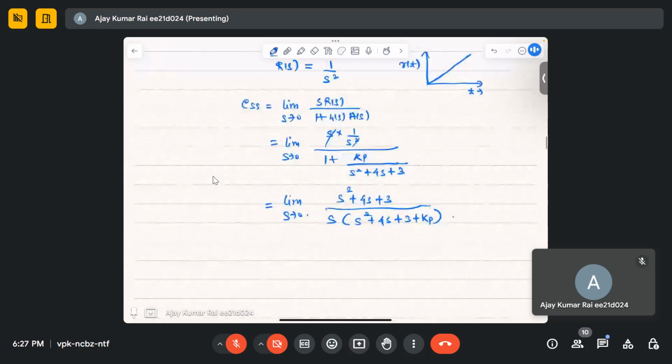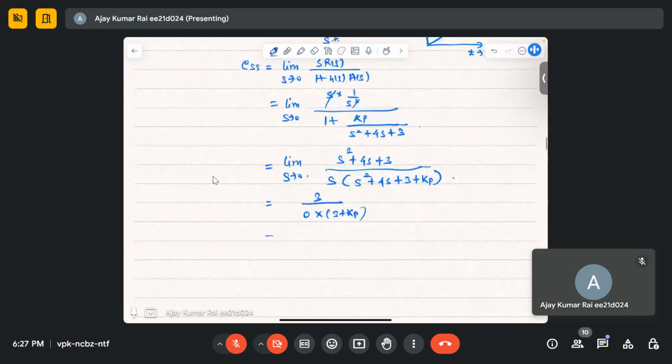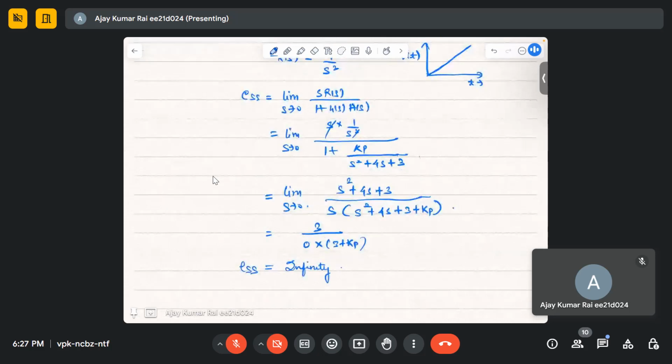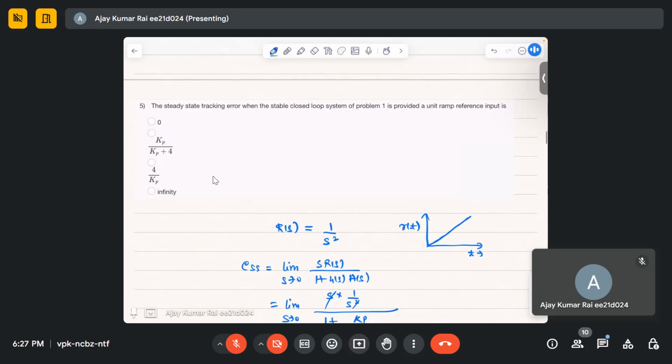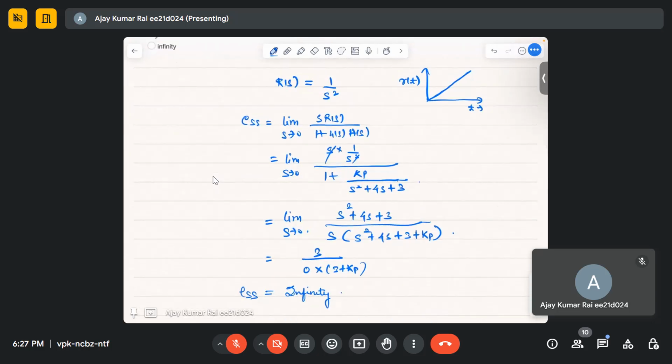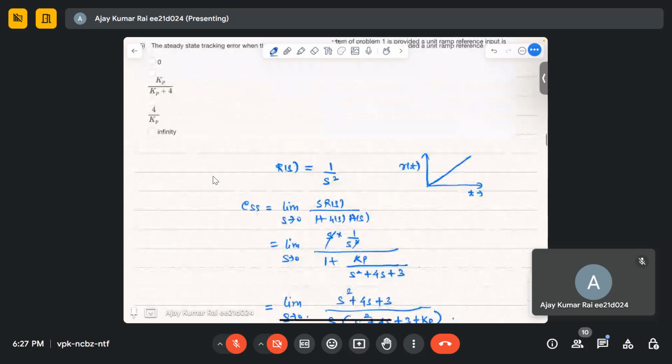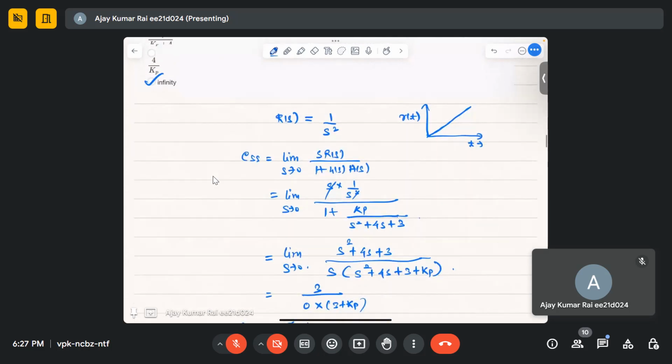Okay, so if you put the limit, what you'll get? 3 by 0. If you put the limit, what you'll get? 0 into 3 plus Kp. So it will tend to infinity, right? So ess in case of ramp, unit ramp will be equal to infinity. So any doubt in this case? Very simple.